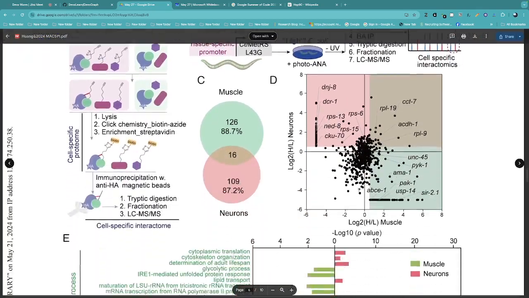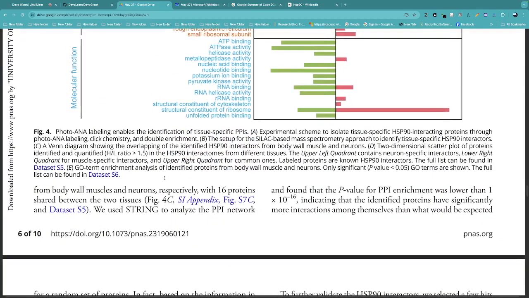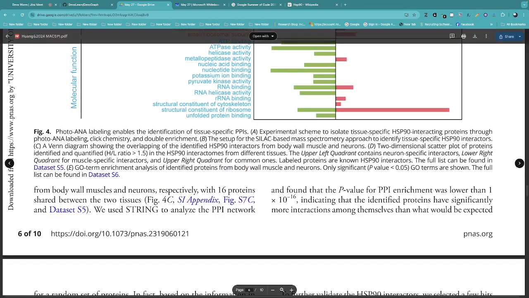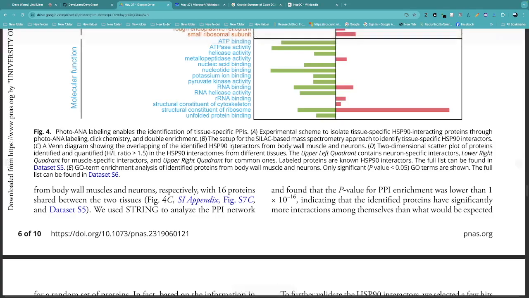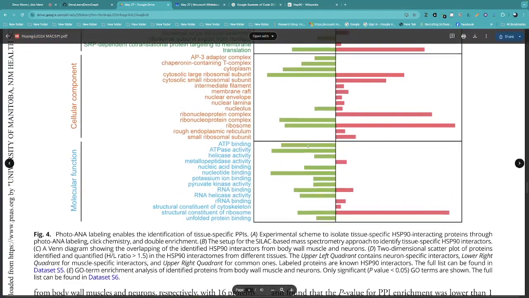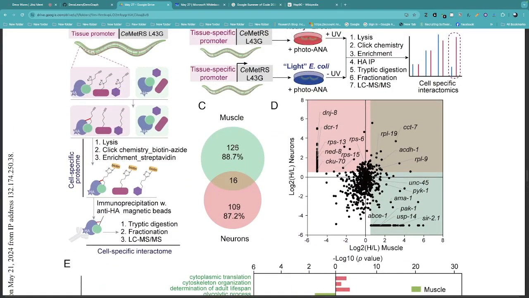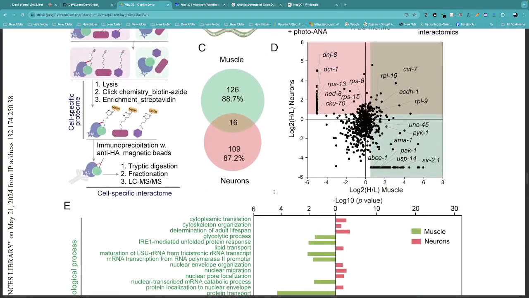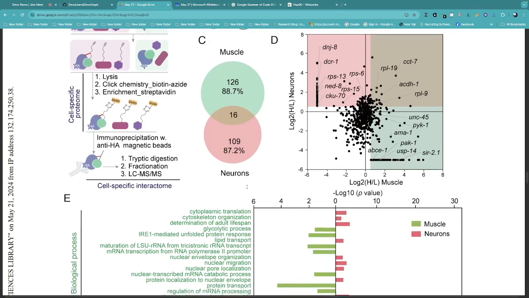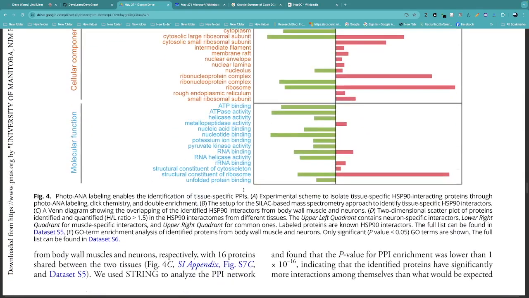So let's see if I can find it in the figure caption here. C is a Venn diagram showing the overlap of identified HSP90 interactors from body wall muscle and neurons. So this is where in C, with muscle and neurons, we have unique interactors, and then interactors that overlap between the two cell types. Not surprisingly, since they have some similar functions and might have a similar profile.